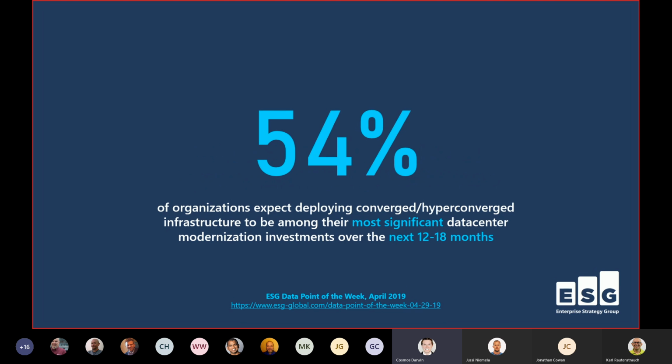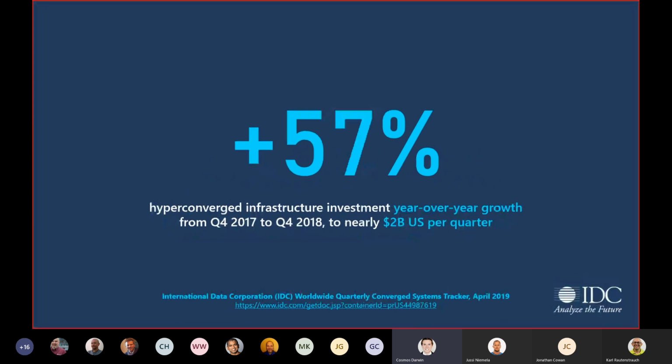When we talk with customers, in fact, here's a data point from the Enterprise Strategy Group. 54% of organizations with a mature data center modernization strategy expect that deploying converged or hyper-converged infrastructure is going to be among their most significant modernization investments in the next 12 to 18 months. That's a significant intention to adopt, and it's not just aspirations. In fact, the data shows it's already happening. The latest numbers from the IDC analyst firm show that investment in hyper-converged infrastructure increased 57% year over year. It's now nearly $2 billion per quarter that organizations all around the world are putting into deploying hyper-converged infrastructure.